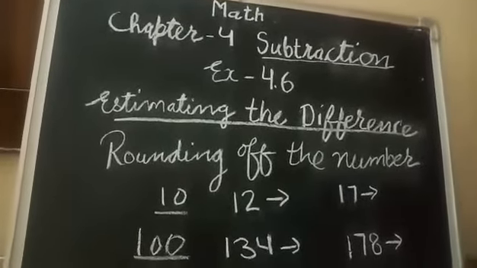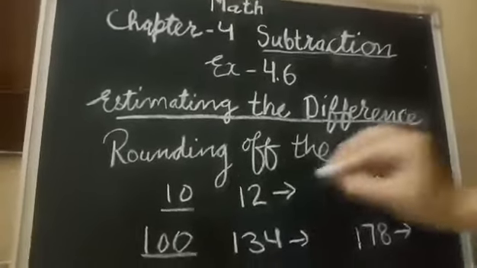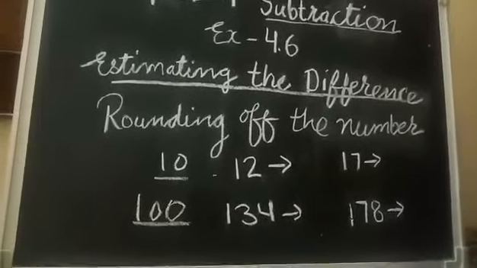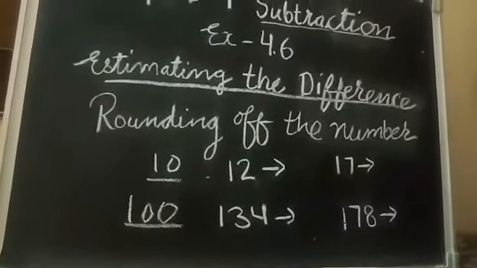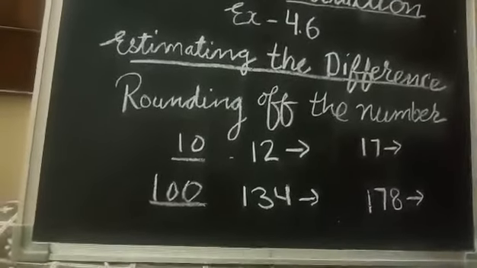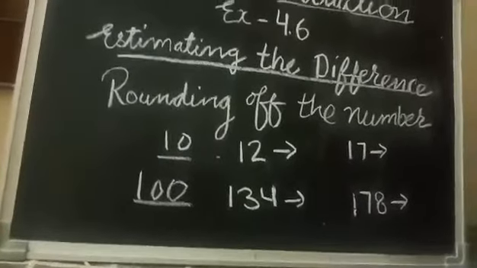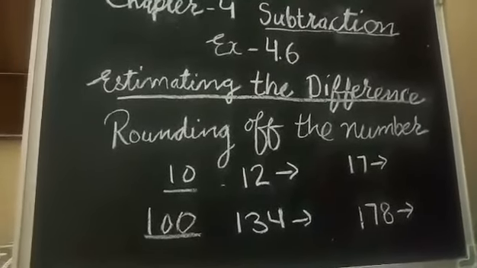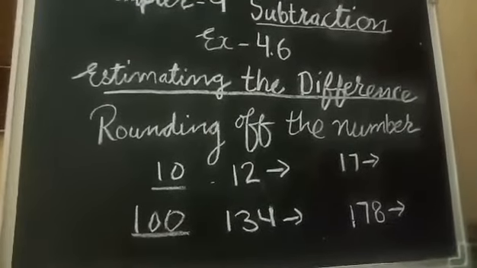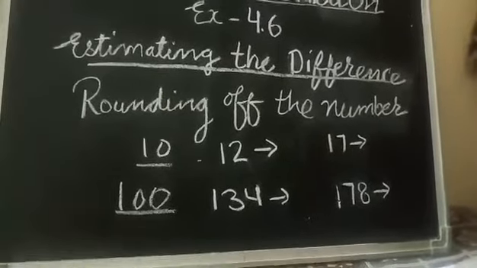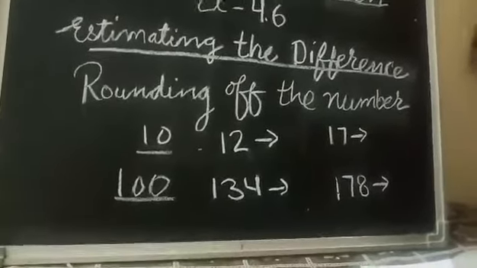Any number we can round off by 10 and by 100. If the digit is less than 5, then we will decrease the number, and if it is more than 5, we will increase the number. Like this, if the number is less than 50 in hundreds, then we will decrease the number, and if it is more than 50, we will increase the number.